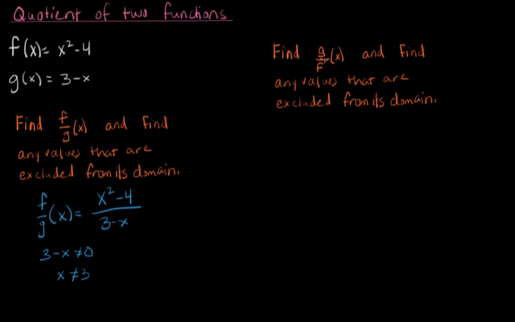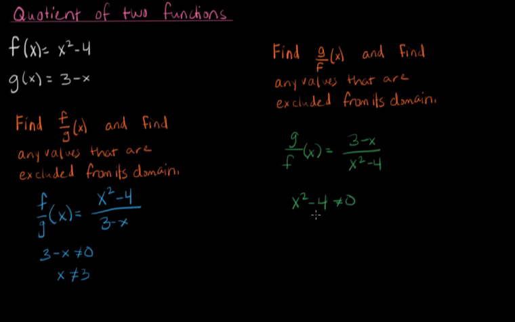So it says find g over f of x and find any values that are excluded from its domain. Okay, so g over f of x would be 3 minus x over x squared minus 4. Okay, so this one's a little bit different. Now we need to exclude any values that are going to make the denominator equal to 0. So x squared minus 4 cannot equal 0.